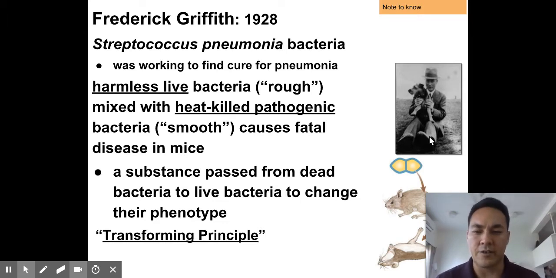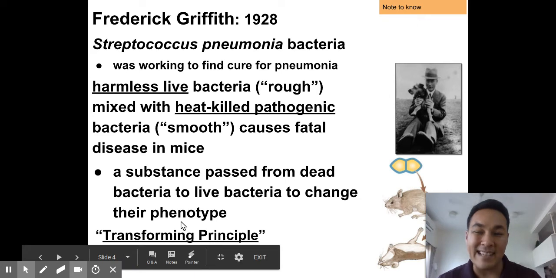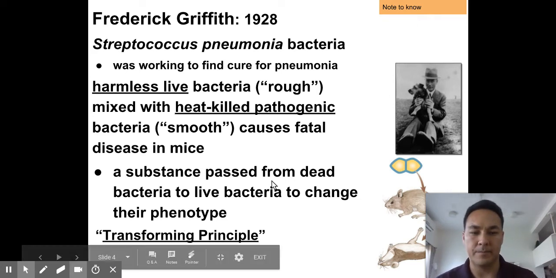Okay, I hope you paused and tried that out. Right, here's a little background on it. He was working on pneumonia, trying to find a cure. He was mixing bacteria together, some of it that he'd killed and some of it that he hadn't, to see what would cause a disease in mice. He discovered that bacteria could pass something between each other, and he called that the transforming principle.